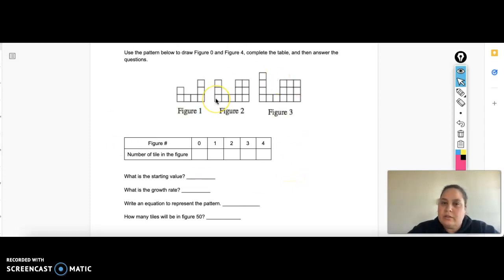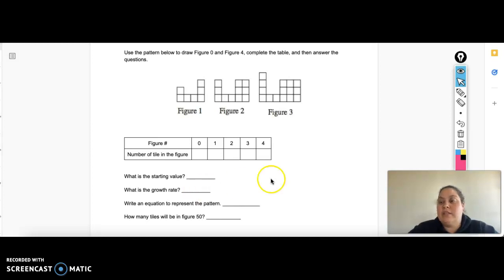So, I have a pattern here. I have given you a pattern. I've given you a table, and then we have some very important questions about that pattern and table. So, first and foremost, we should remember from yesterday that there are two very important pieces of information we need. We need the starting value and how much it's growing by, or the growth rate every single time. If we have those two pieces of information, we can state everything else that we need to know.